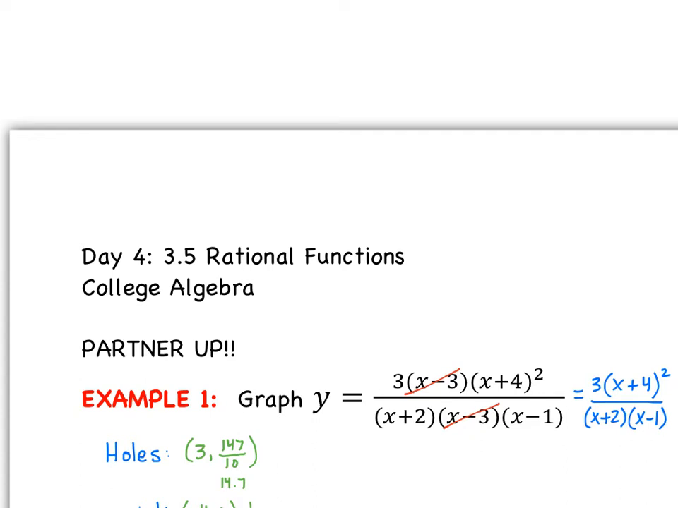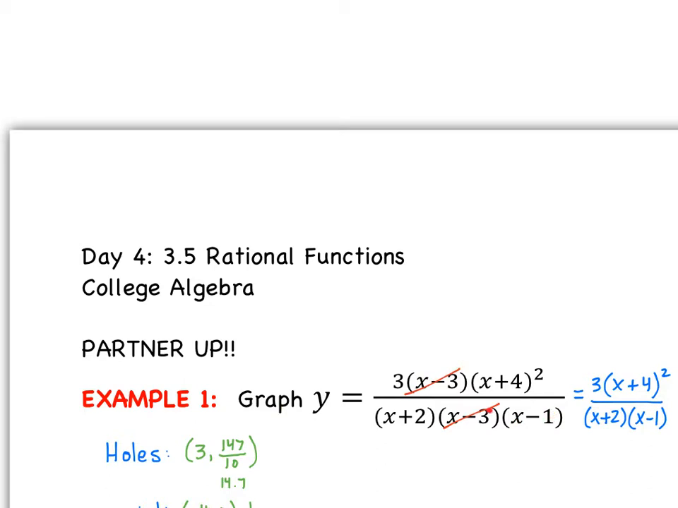Here we are, the last video of Chapter 3, 3.5, Rational Functions, number 4. So instead of partnering up, because we can't necessarily do that, I'm going to have you try this one on your own. So you can kind of see a little sneak peek here. We're going to graph this function, okay?